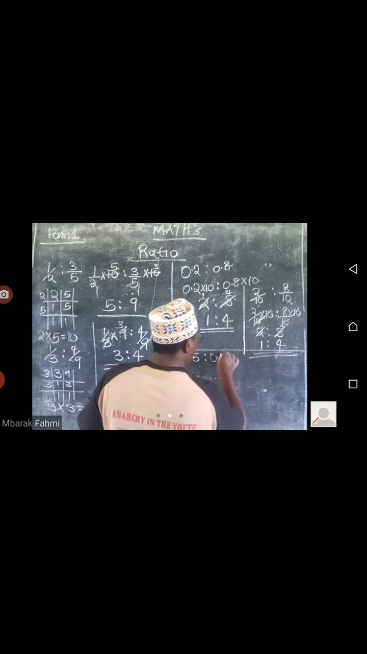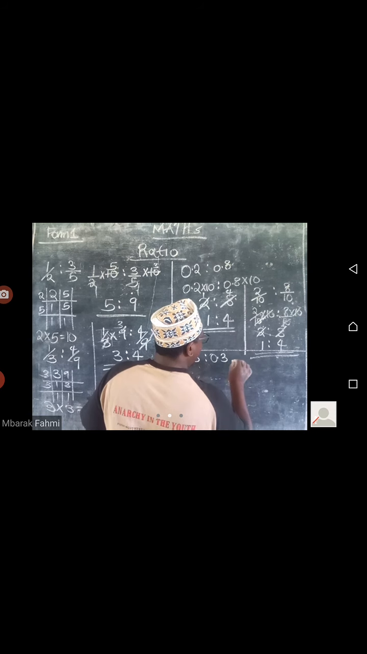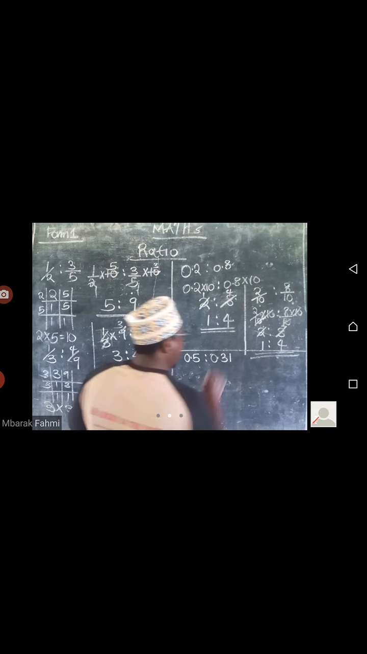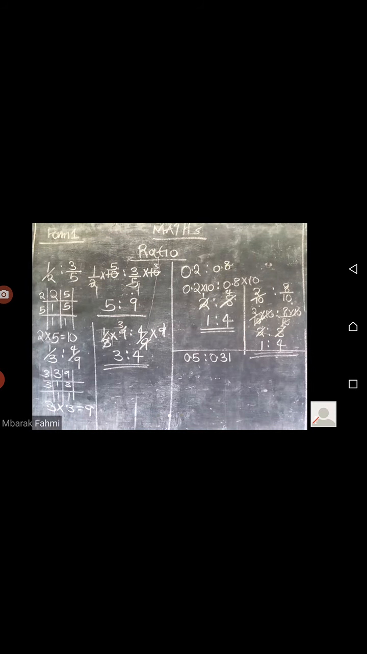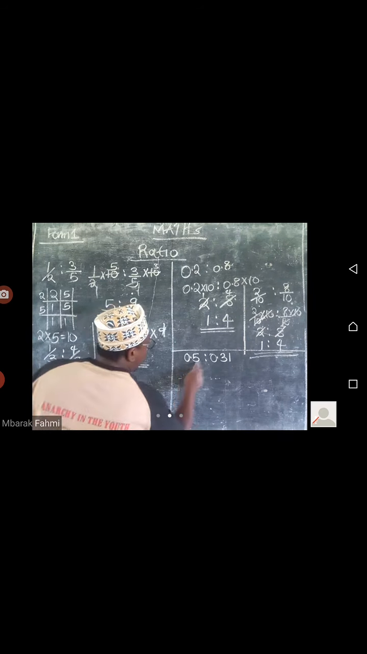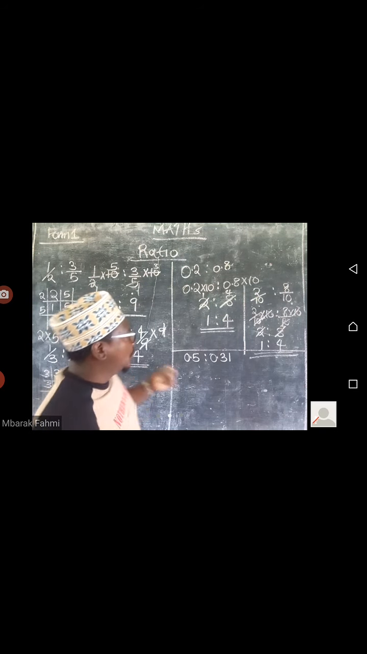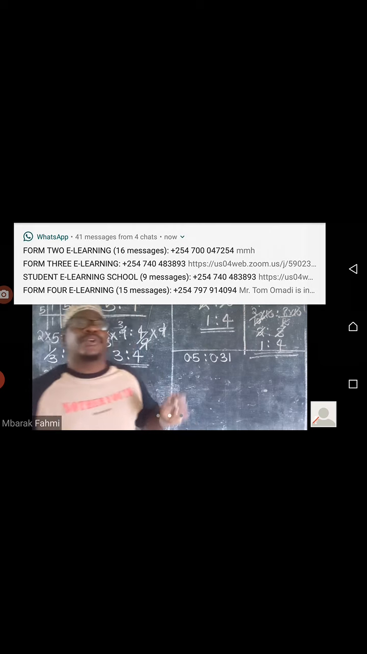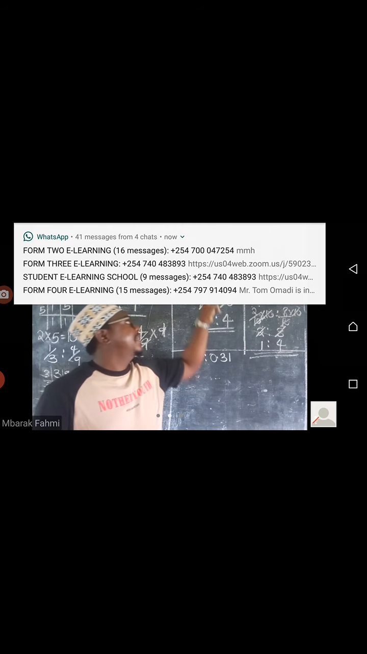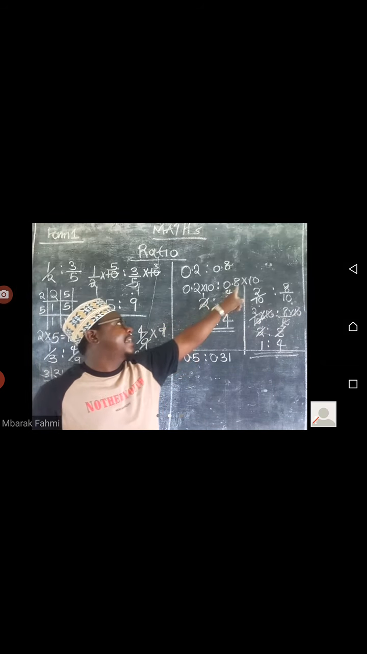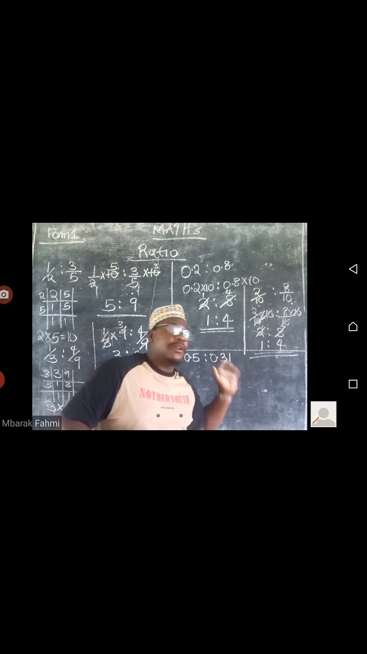Let's say 0.5 is to 0.31. So one has one decimal place and another one has two decimal places. Okay, how do you go about that? Now you always check the number with the highest value of decimal places.